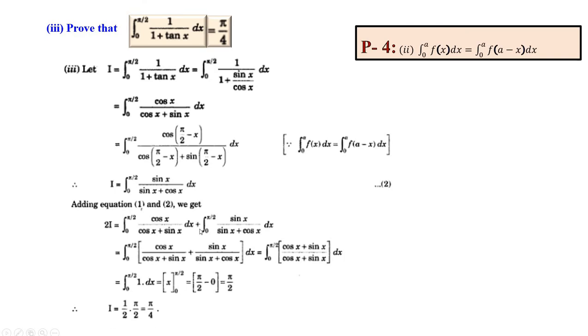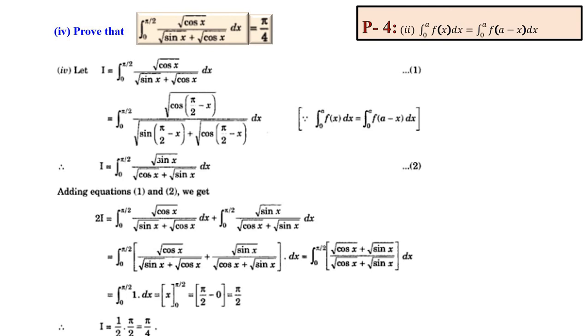So even in this case, 2I only you get, as pi by 2, and therefore I is equal to pi by 4. This is how it should be concluded. And in all these, P4, the second subdivision, that property is only used.